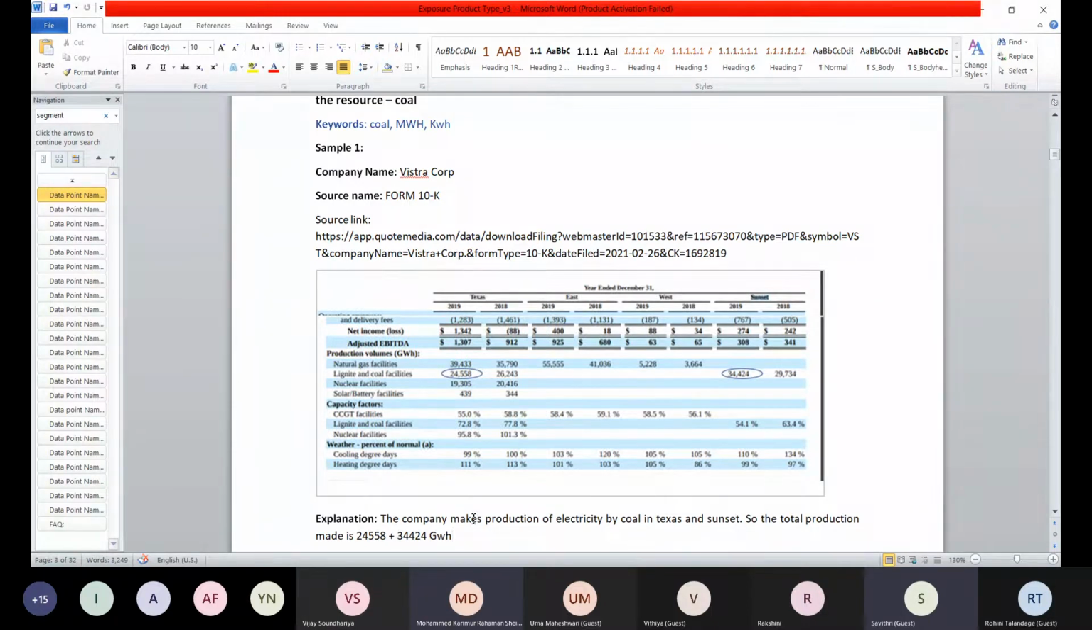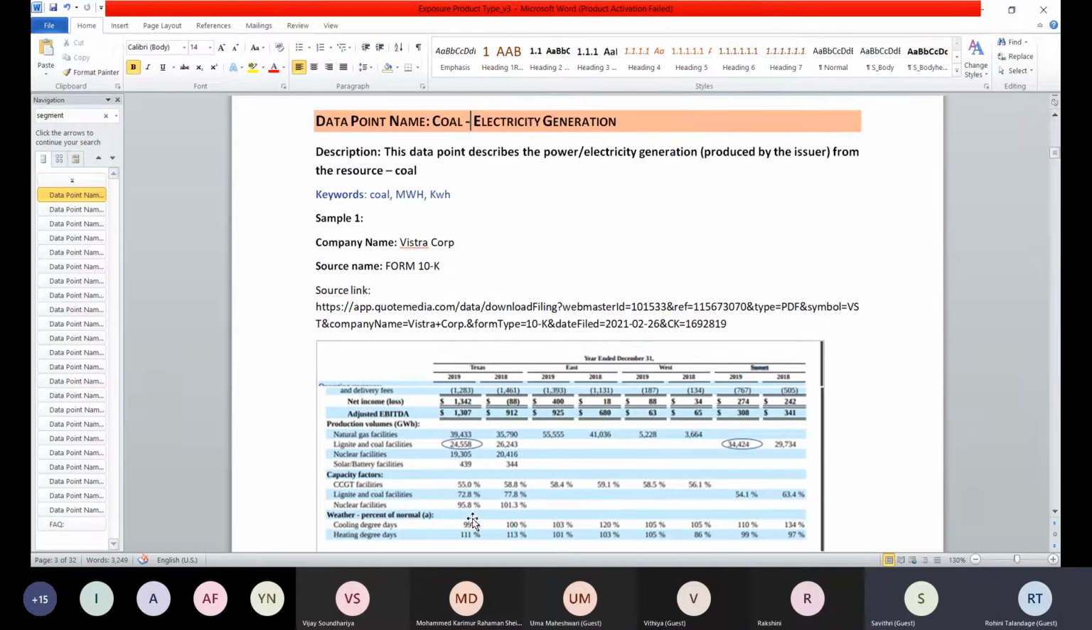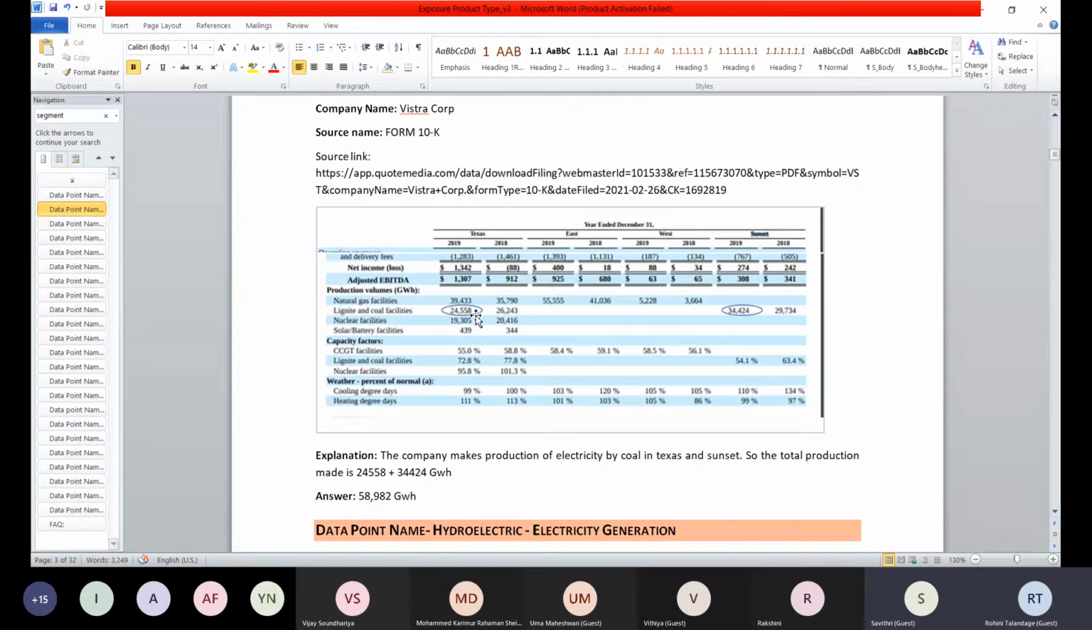Generation data will always be in GWH, MWH, GJ or TJ. These are units of measurement, GWH, KWH, MWH, TJ, GJ, in which electricity is measured. And when you are capturing these values, you should not forget to add the unit of measurement. Here they have given it in gigawatt hours, so you should not forget to add that unit of measurement.